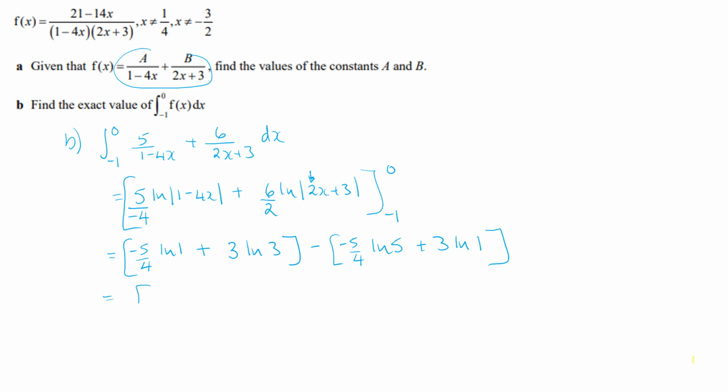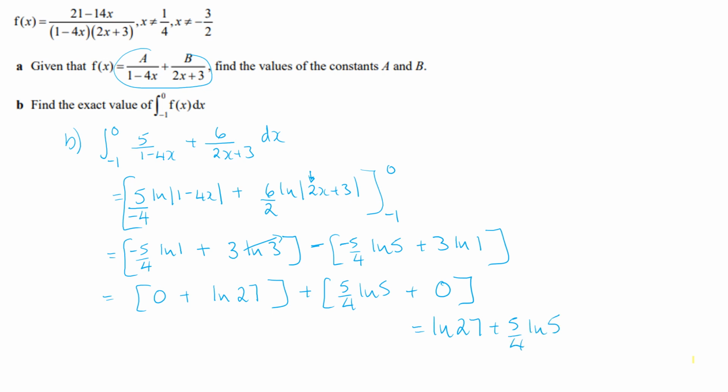So we're going to have 0 plus 3, the ln of 3, which is the ln of 27, just using the log law and taking that up. And then this minus minus will give us plus, I'm going to use the big brackets again, 5 over 4, the ln of 5. And then we're going to have plus 3 times the ln of 1. ln of 1 is 0, so that's plus 0. So altogether, it's going to be the ln of 27 plus 5 over 4, the ln of 5.